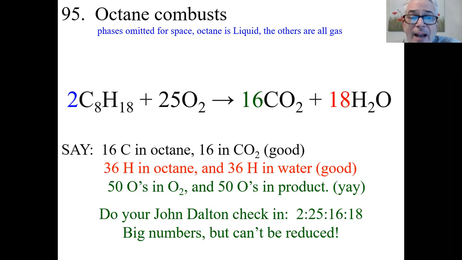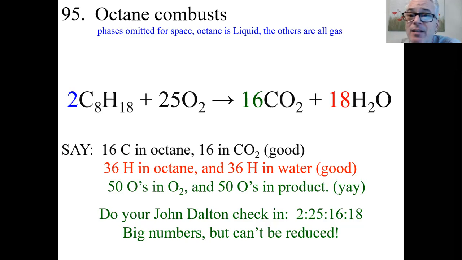And if we do a quick check, 16 carbons front and back, good. 36 hydrogens front and back, good. 50 oxygens in the front. 32 and 18 is 50 oxygens in the back. What does John Dalton say? 2, 25, 16, 18.